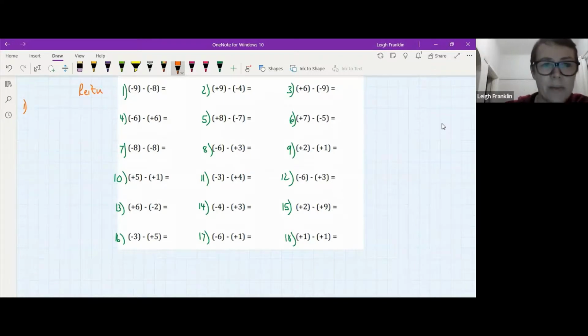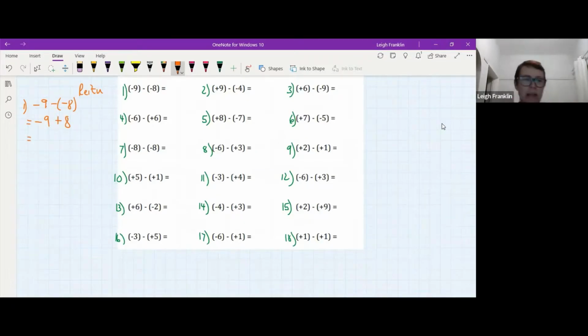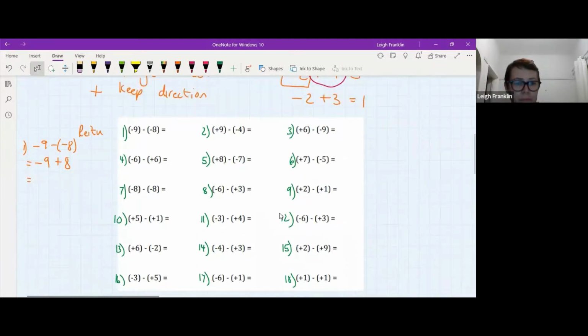What needs to happen here? So minus 9, minus -8, right? So this becomes minus 9, what? Plus 8, lovely. And if you're sitting at minus 9 on the number line and you plus 8, which direction are you going? To the right or to the left? Left.